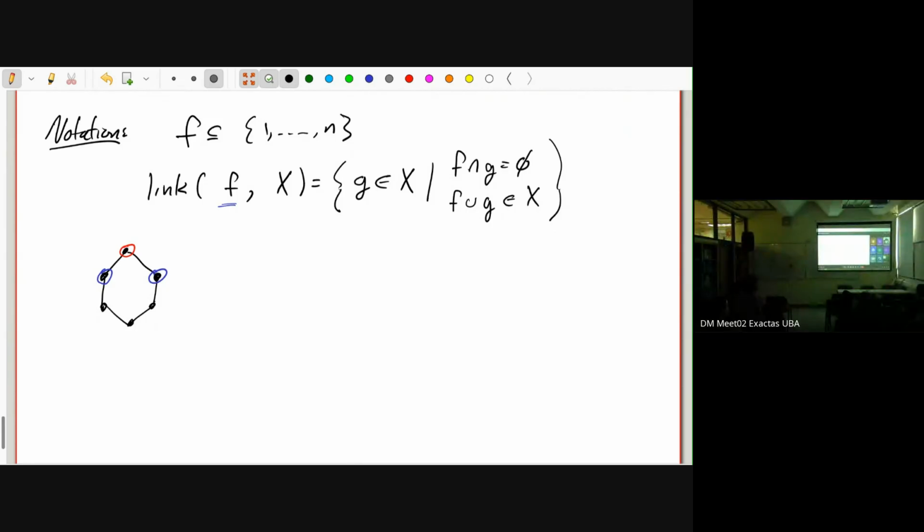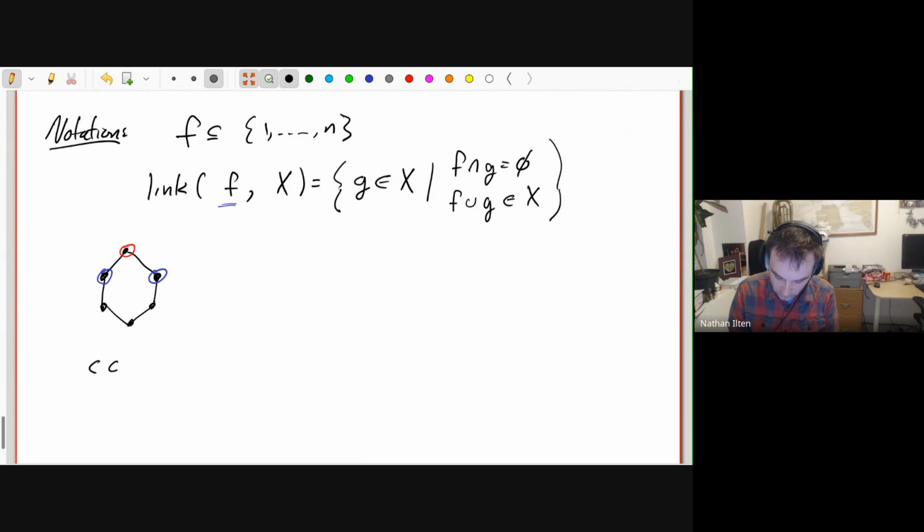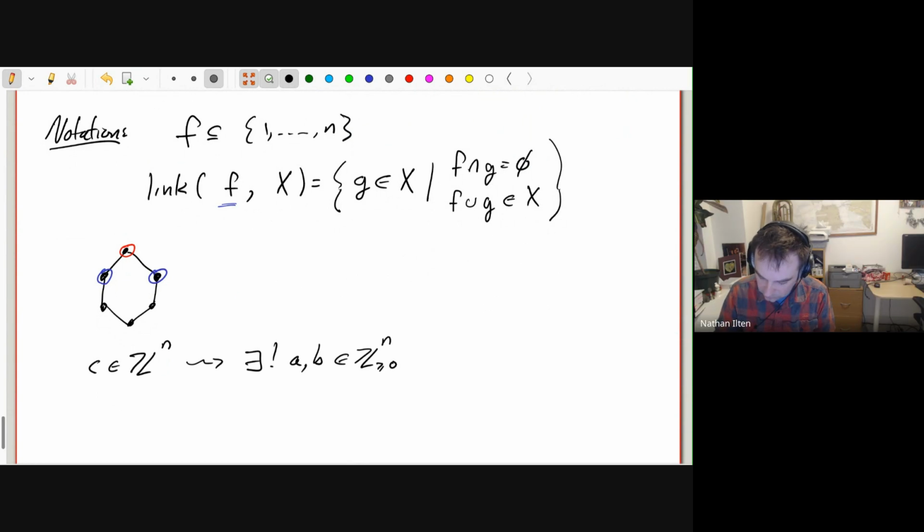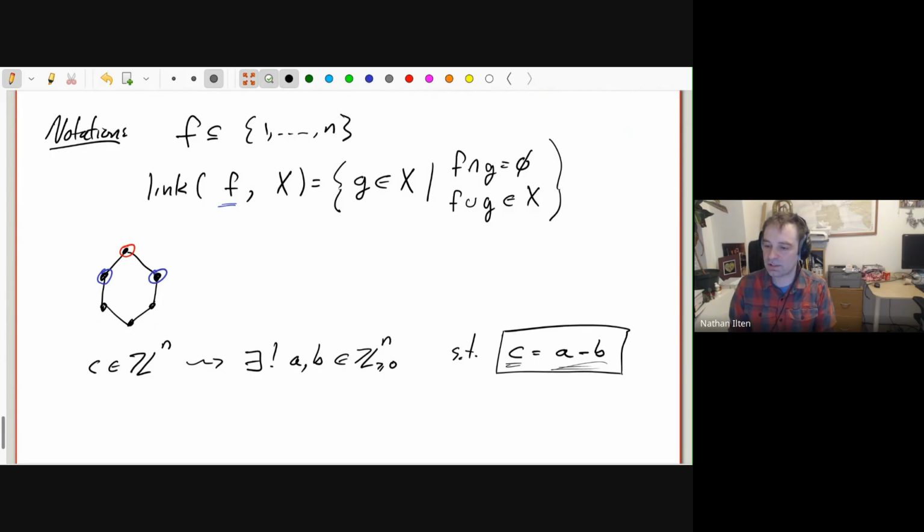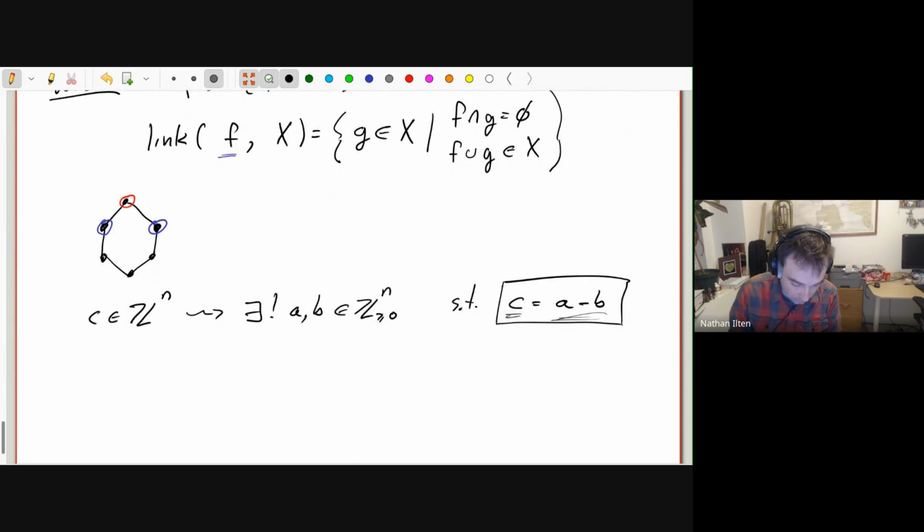The other piece of notation I wanted was the following. Right, so if I start with one of these weight vectors c in Z^n, then in fact there exist unique a and b in Z^n with non-negative entries, such that c is equal to a minus b. So any one of my weights I can split up into a positive part and a negative part, and that's what I'm doing here. And so anytime you see a c and an a and a b in the top, that's what this means. A and b will always have non-negative entries, and I've written my c as something non-negative minus something else non-negative.